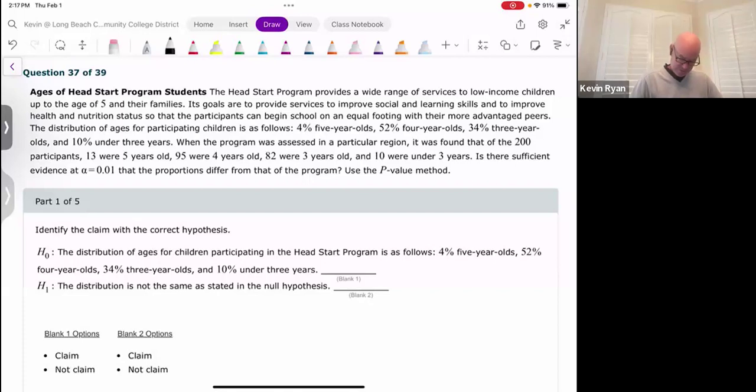So let's get some of this information down. In list one, I'm going to put 13, 95, 82, and 10. Now there were a total of 200. So list two is going to be the expected. So this is the observed. This is the expected.